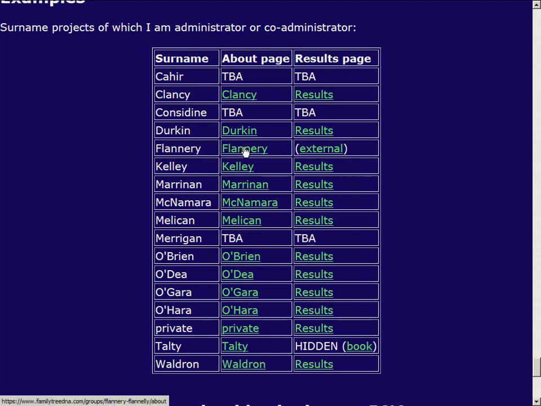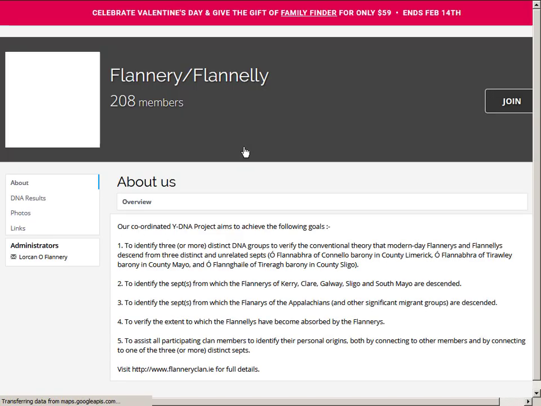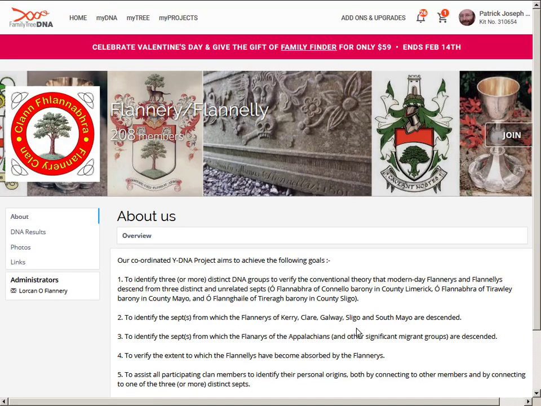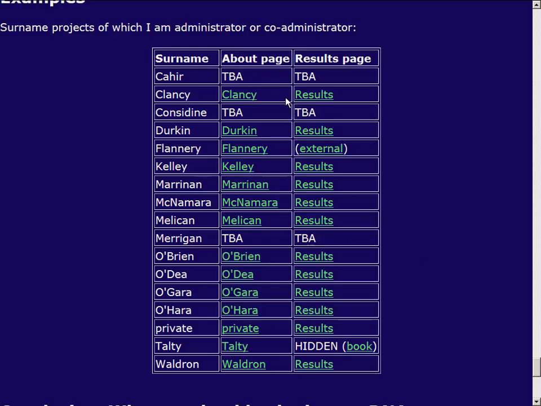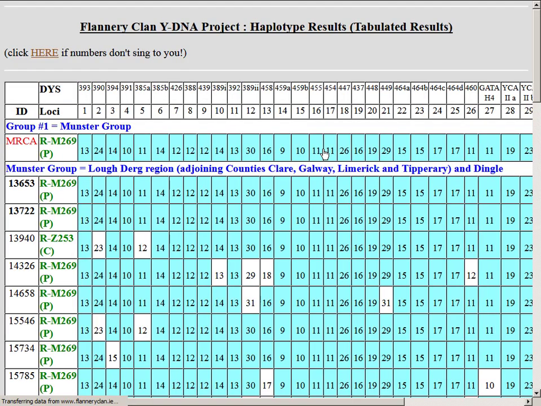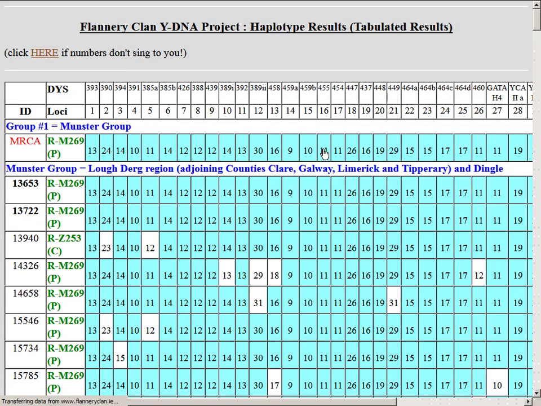I showed you the Flannerys earlier. Hopefully the home page will load up. They have a home page on Family Tree DNA, but when you click on DNA results, they don't let anybody who's not a member of the project see the results table, which I think is very selfish. How are other surnames going to learn? Or I'm sure they have learned from other surname projects how to manage theirs, and they won't share their results. But actually the Flannerys are around for a long time, and they do still have an external website with their results up on it. So they're not too bad.